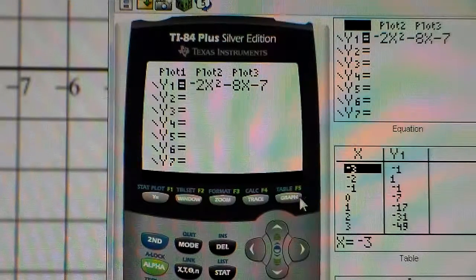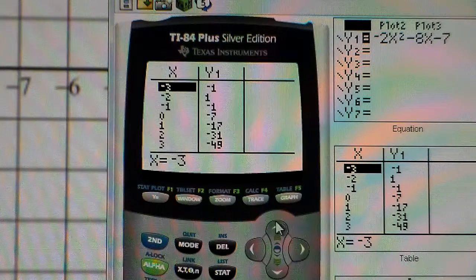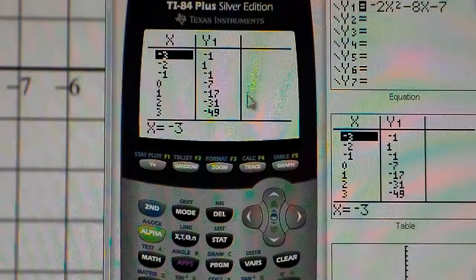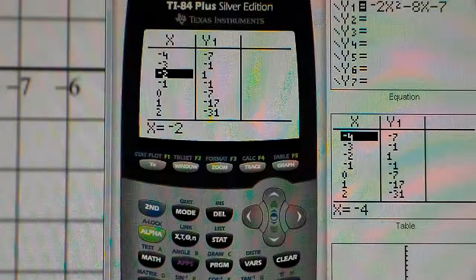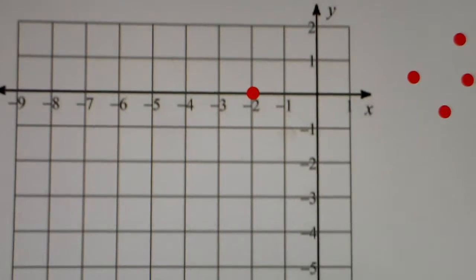Now that's in the graphing calculator. You hit the graph button. You graph it. Let's see exactly where the coordinates are. We hit second graph and we get a table. Now we know our point's at negative 2. So negative 2 is our vertex. Negative 2, 1. So negative 2, 1.